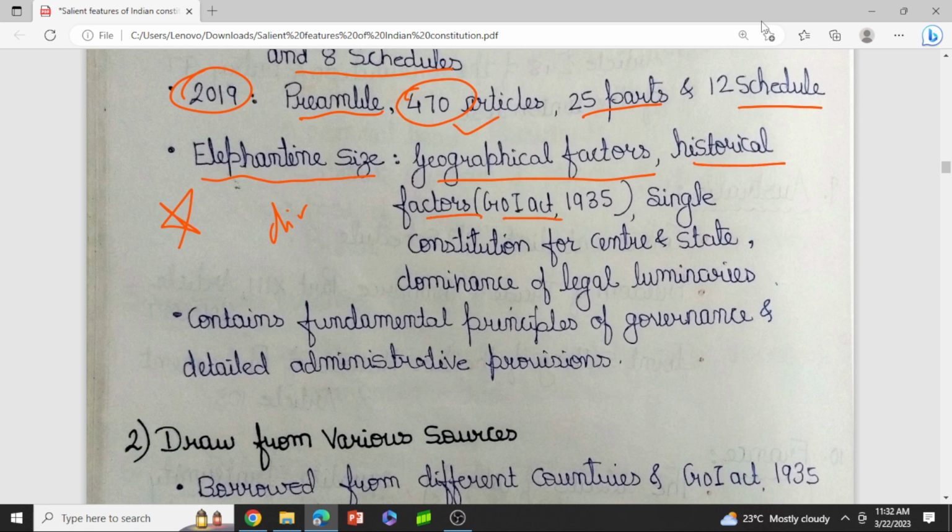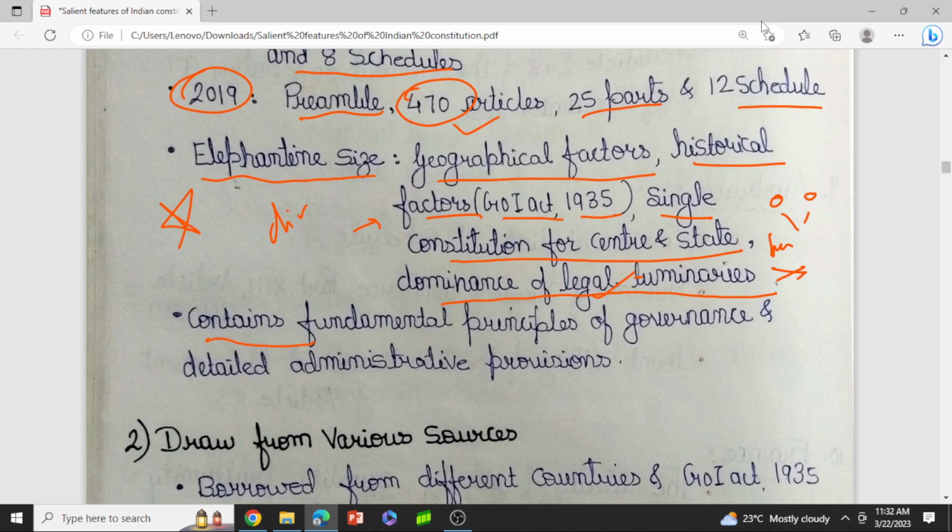Historical factors: the Government of India Act 1935, it is taken from there. Single constitution for center and state: since we follow one for both the center and the state, we have the same. Dominance of legal luminaries means this constitution was prepared by mostly lawyers, those who had legal knowledge. So the language they used, the way they framed it, is making it lengthy. When legal luminaries prepare anything, they would have everything summed up in one thing.